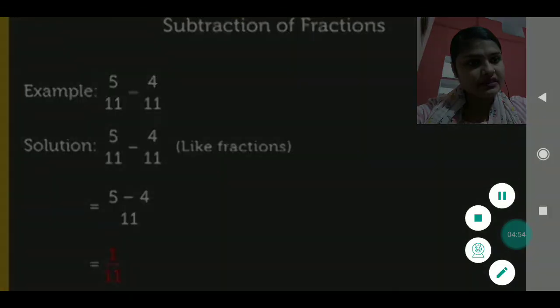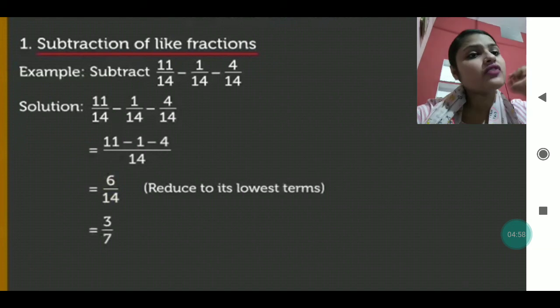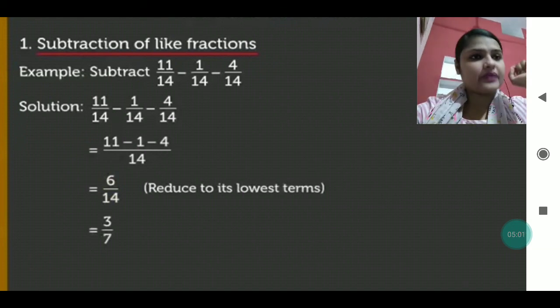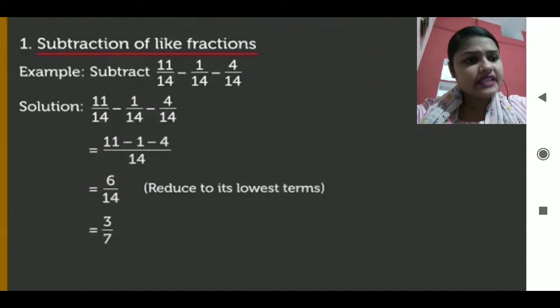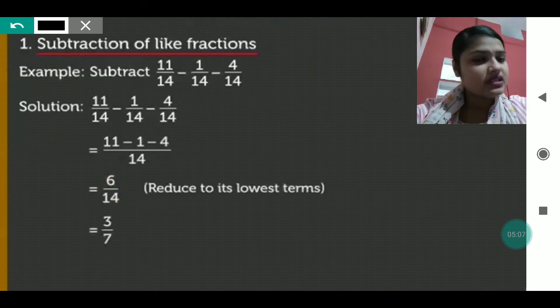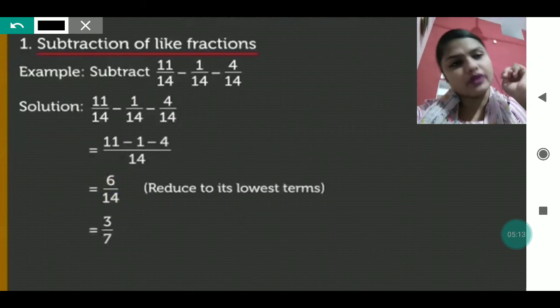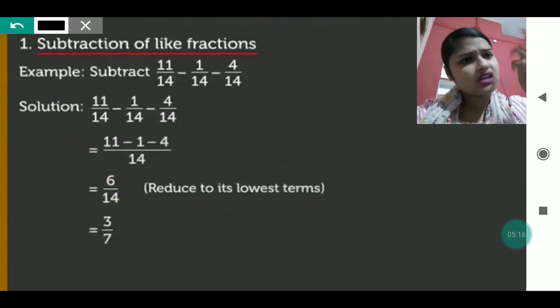Few more examples are there. Just see. In this question also, we are doing the subtraction of like fractions. Same kind of questions we will get. As you can see, 11 by 14 minus 1 by 14 minus 4 by 14. Earlier we subtracted two numbers, here there are three numbers. No problem.